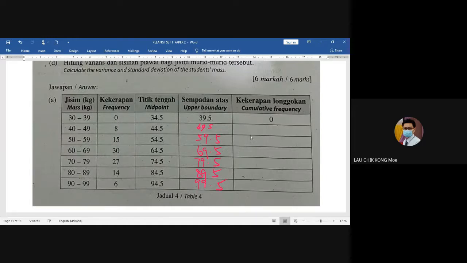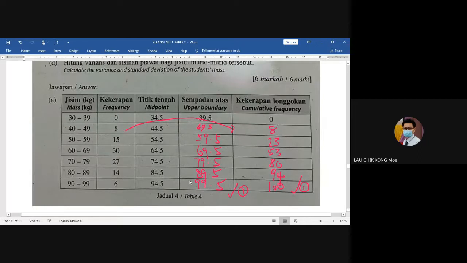The cumulative frequency, we start from 8. 0 plus 8, 8. 8 plus 15, 23. 23 plus 30, 53. 53 plus 27, 80. 80 plus 14, 94. And the last one is 100. Okay, 1 mark for each column. So if you get one of the figures wrong, no more marks for that column. So you should be very, very careful.